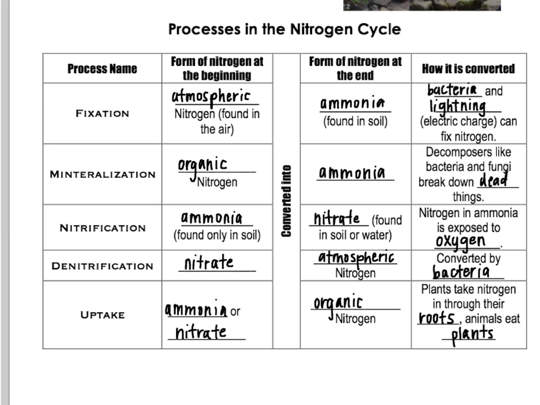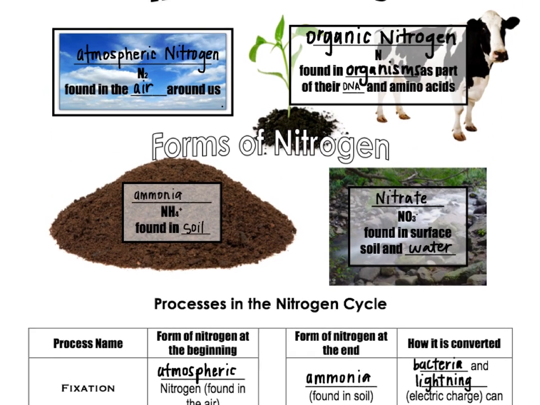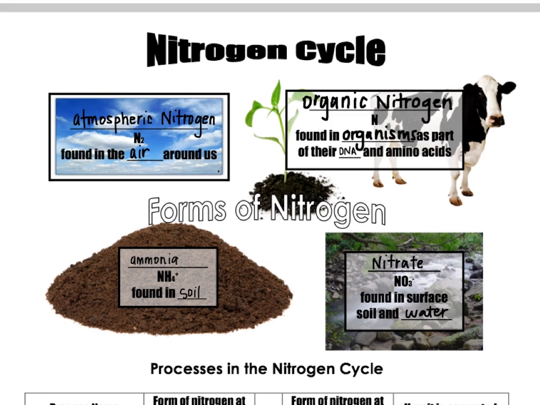They can happen in any order, so it's not necessarily one right after another, but you can mix them up, and these processes are what cycle nitrogen through our 4 forms of nitrogen that we talked about at the beginning.